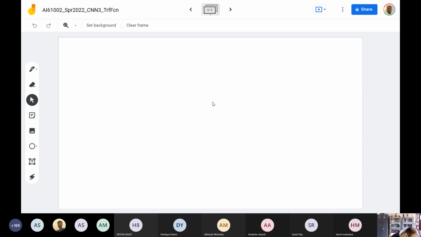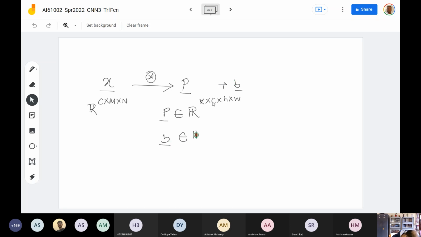Okay. So if I have an input X, where X belongs to R power of C cross M cross N, convolved with a set of kernels P, where P belongs to R power of K cross C cross H cross W, and then you have your bias B, which belongs to K cross 1, then my output is going to be Y, where Y belongs to R power of K cross OH cross OW.